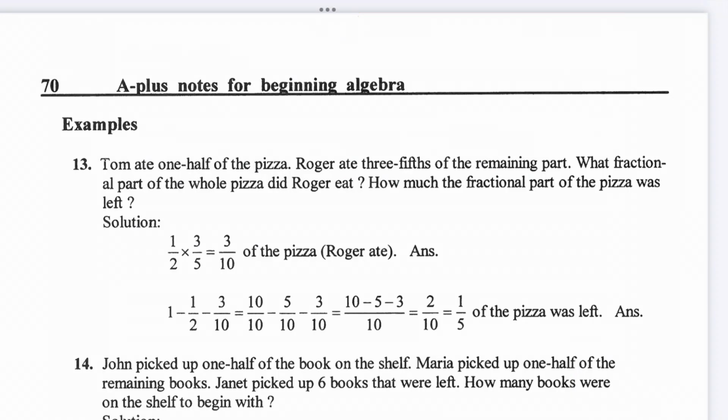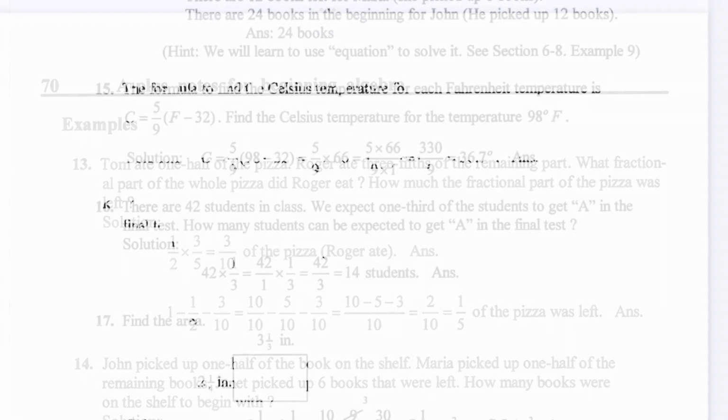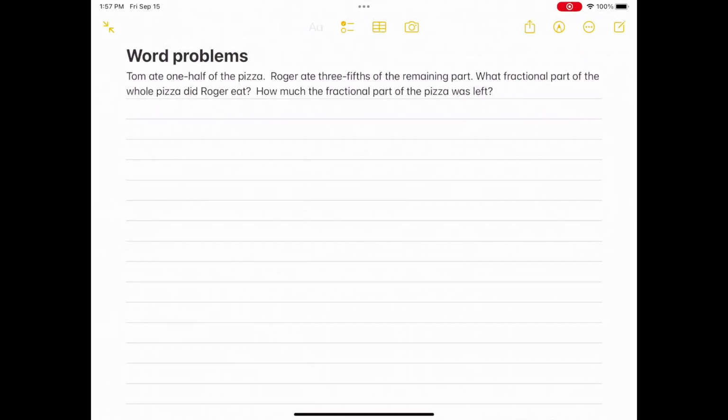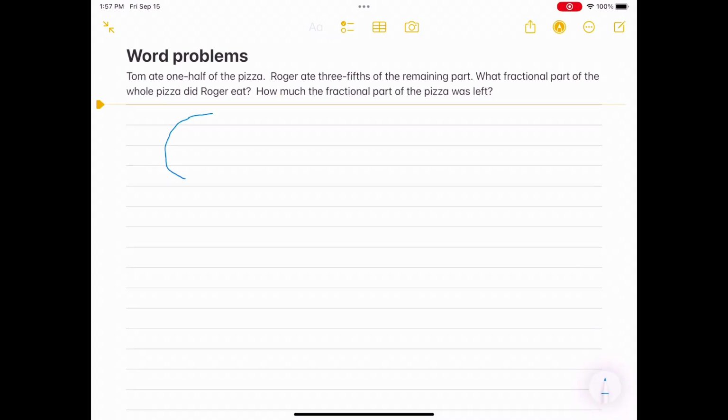Page 70 of the textbook shows us examples of word problems. Tom ate 1/2 of the pizza. Roger ate 3/5 of the remaining part. What fractional part of the whole pizza did Roger eat? How much the fractional part of the pizza was left?